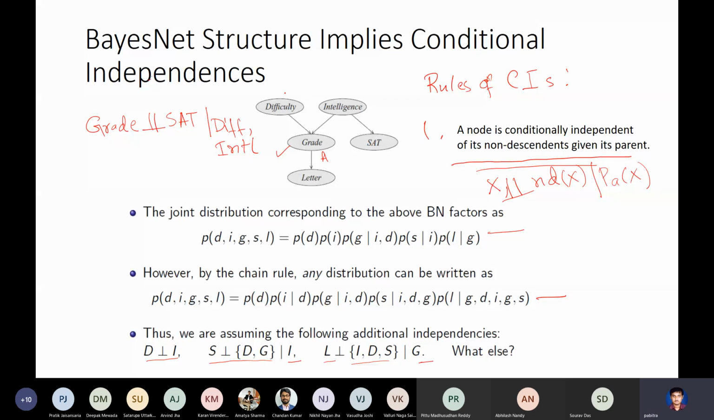So now, are difficulty and intelligence independent? If I have not observed the grade, maybe difficulty and intelligence are related, because if I see intelligence and I don't know what the grade is, I have some notion about how difficult the course was. But once I have observed the grade, then these two are independent.